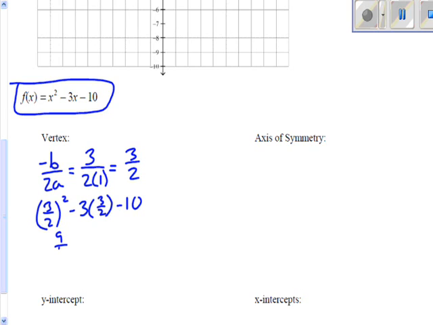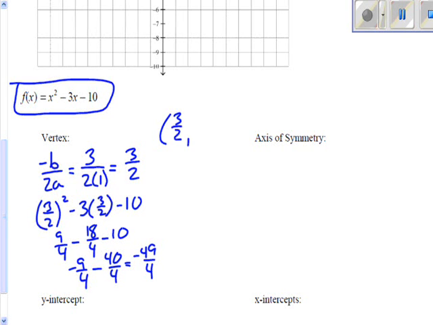So that's going to be 9 fourths minus, this would be 9 halves, which is 18 fourths, minus 10. So that's going to be a negative 9 fourths minus, this is going to be like 40 fourths. So that's going to be a negative 49 fourths. So my vertex here is 3 halves, negative 49 fourths. And to be honest, I'm not going to leave it like that. This is the one situation where mixed numbers are helpful, or decimals. If you want to write it as decimal, that's fine. So that's 1.5, and then this is negative 12 and 1/4, because I'm going to be plotting these on a number line. So there's my vertex.